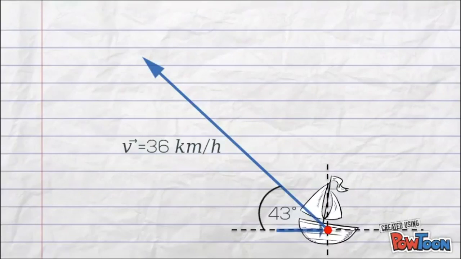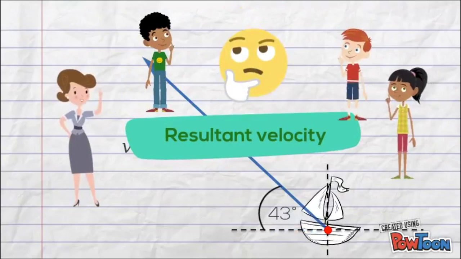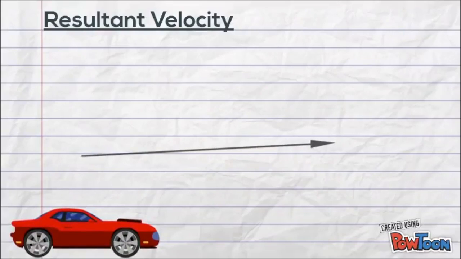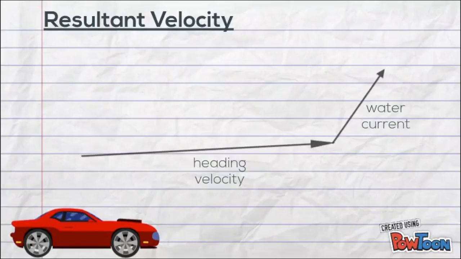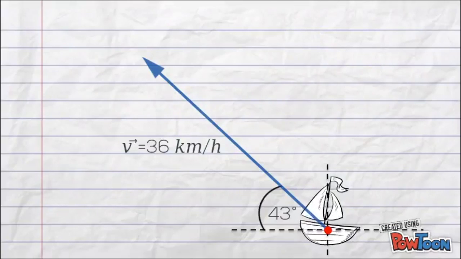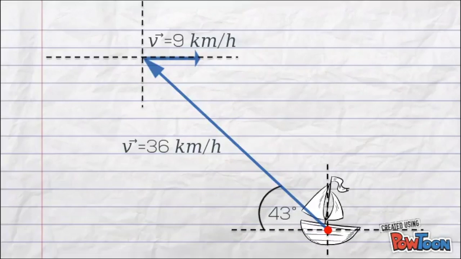But the question asks us to find the resultant velocity. What is resultant velocity? Resultant velocity is the velocity of an object relative to the ground. It is the velocity when the heading velocity or air velocity and the effects of the wind or water currents are added. And we know vectors don't have a location, so we can rearrange the position of the vector of water current to make it easier to find the direction of the resultant velocity. After rearranging them head to tail, we are ready to find the resultant velocity.